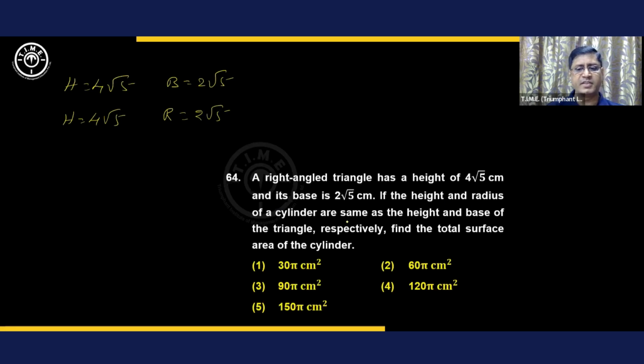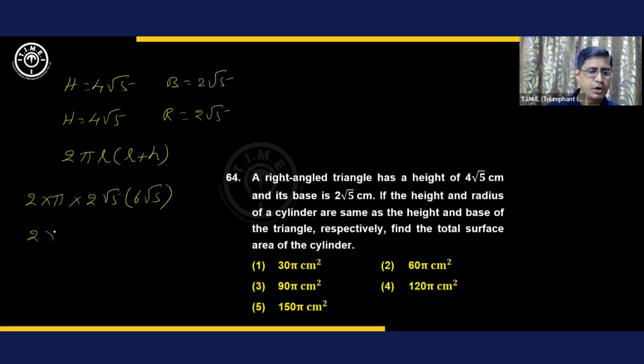If the height and the radius of the cylinder are the same as the height and the base of the triangle, find the total surface area of the cylinder. So what is the formula for total surface area of the cylinder? 2πr(r + h). Now 2 into π into r, which is 2√5, times r plus h. R plus h means 4√5 plus 2√5. That is 6√5.